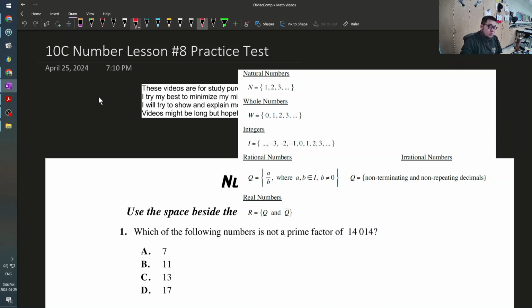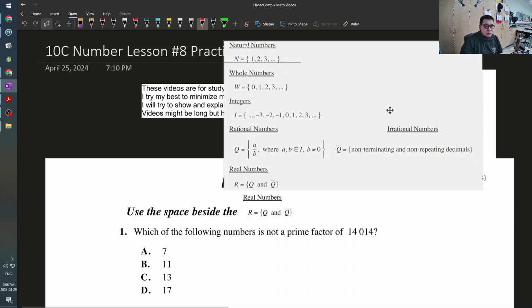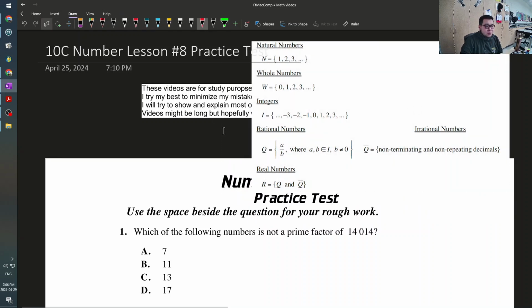So real numbers include rationals. Rationals include integers. Integers include whole numbers. Whole numbers include natural numbers. This is just how this textbook does things. I sometimes get confused because I typically use a different system.